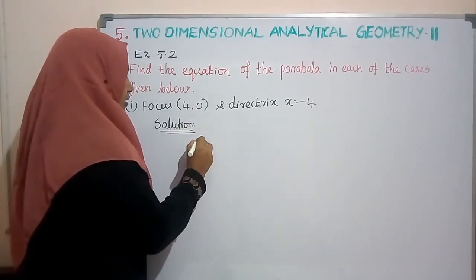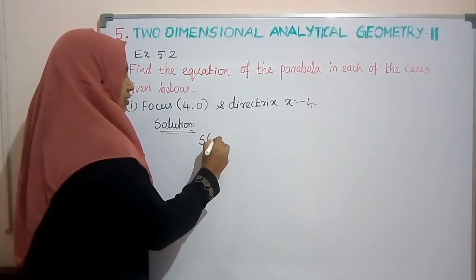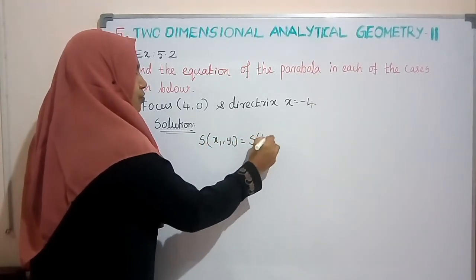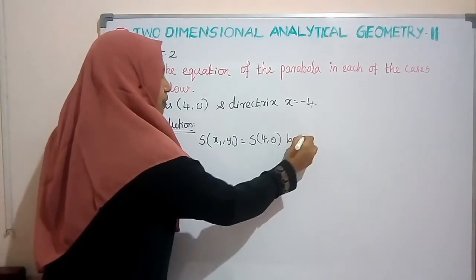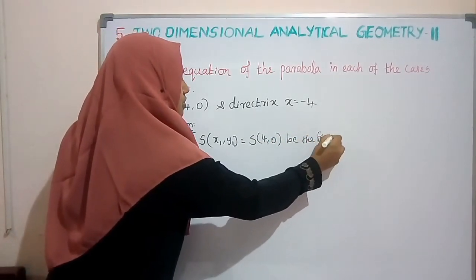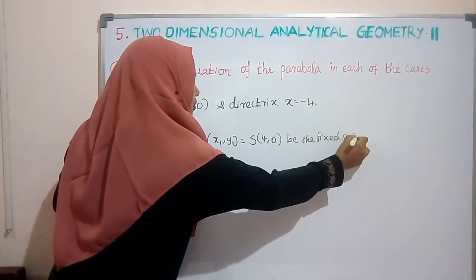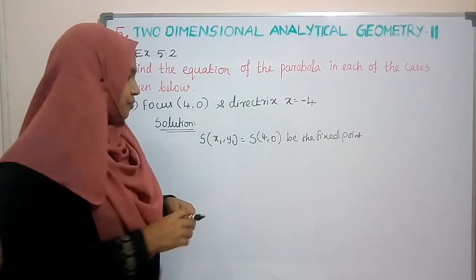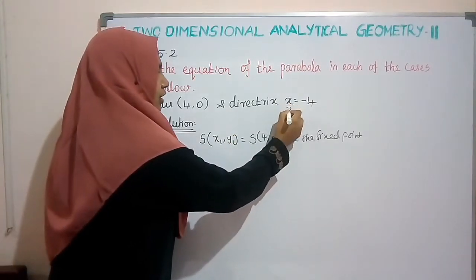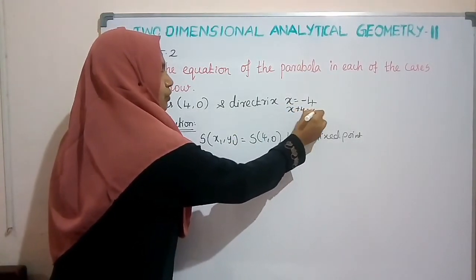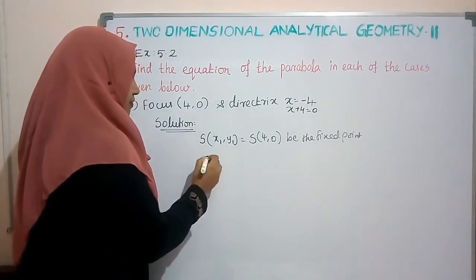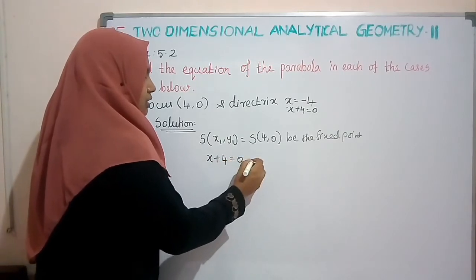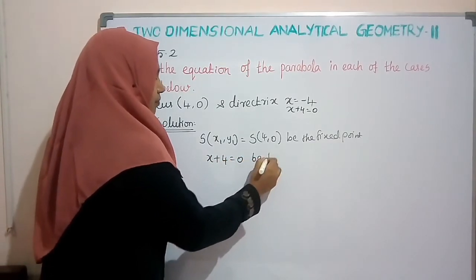The focus we can take it as S. Usually it is x1, y1. In this question they are given 4, 0 as the fixed point. And directrix x is equal to -4. So this directrix I am writing x plus 4 is equal to 0. Take this -4 to the left side. So now x plus 4 is equal to 0 is our directrix.